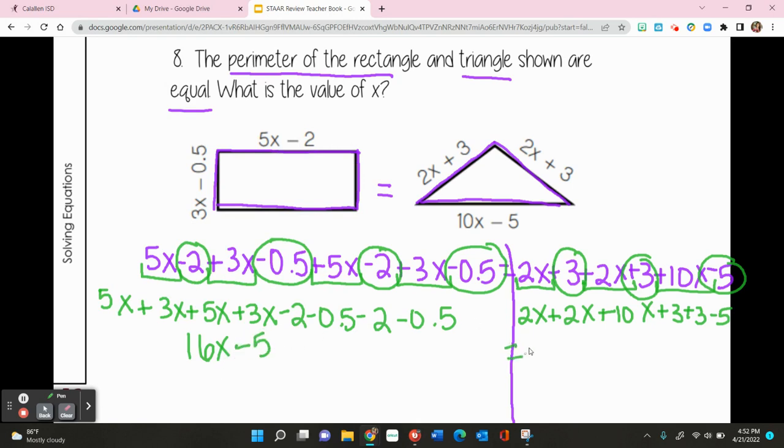And this is equal to the right side. On the right side, I have 2x plus 2x plus 10x, which is 14x. And then I want to take my constants. So I have 3 plus 3, which is 6, minus 5, which is 1. So 14x plus 1. So now that we have simplified this into 16x minus 5 and 14x plus 1, I'm going to go ahead and actually rewrite this closer to the equal sign.